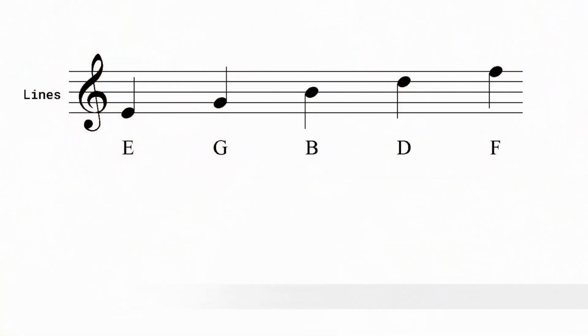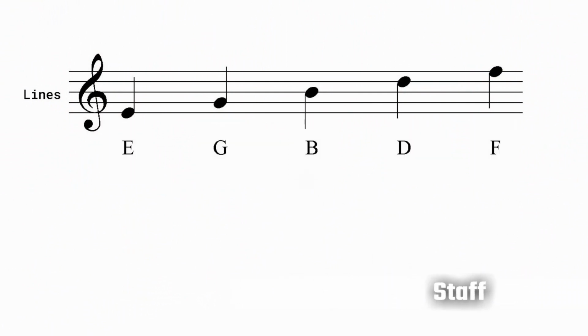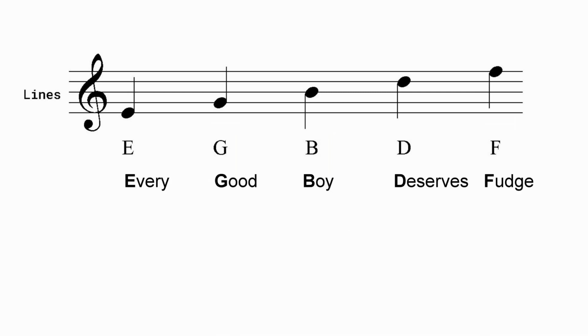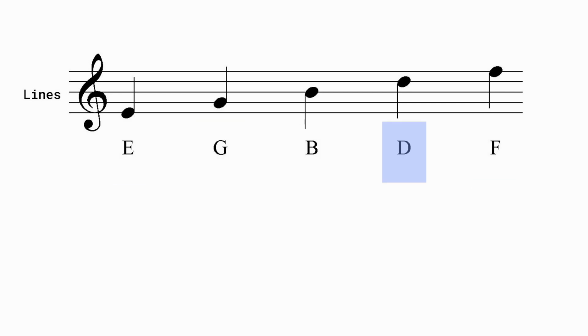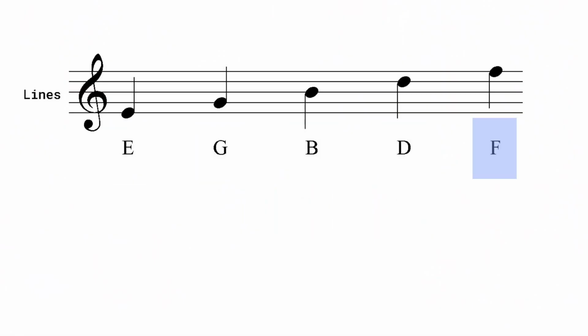Now the staff is divided up into lines and spaces. The lines are E, G, B, D, and F, starting at the bottom going up. And a way to remember that is every good boy deserves fudge. And you take the first letter of each word and you end up with E, G, B, D, F. Now the spaces are the places in between the lines, and they spell the word face, F-A-C-E. F-A-C-E is the spaces, E, G, B, D, F are the lines.